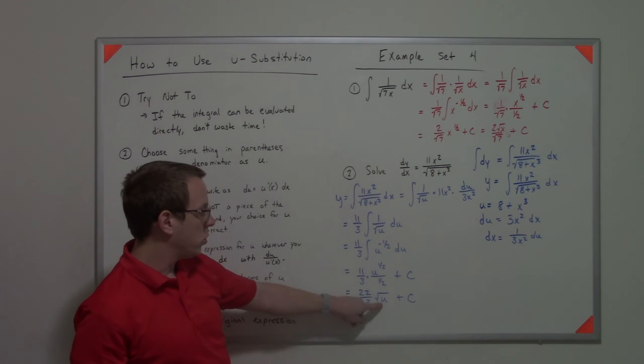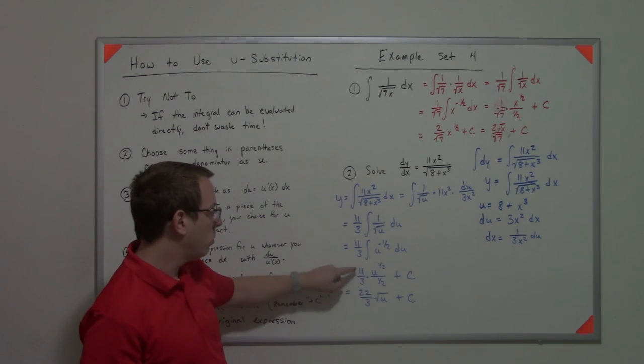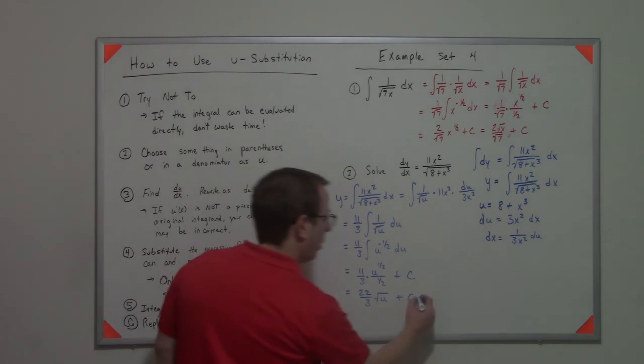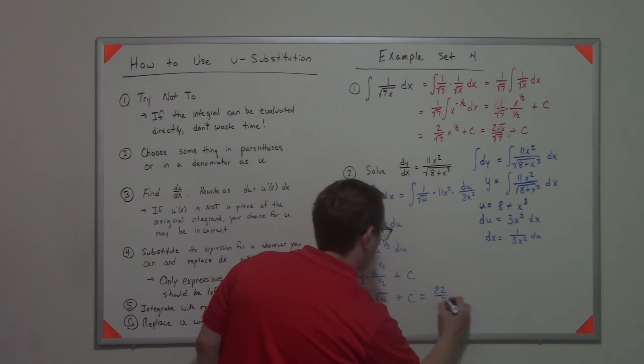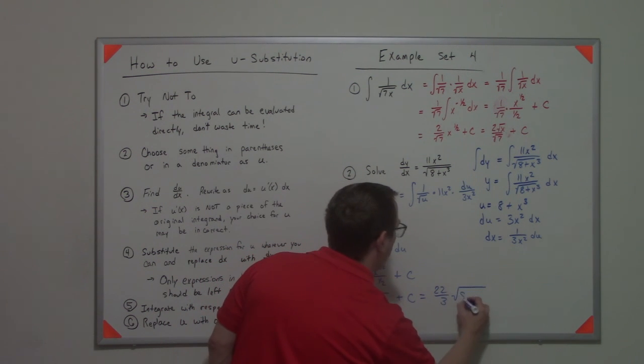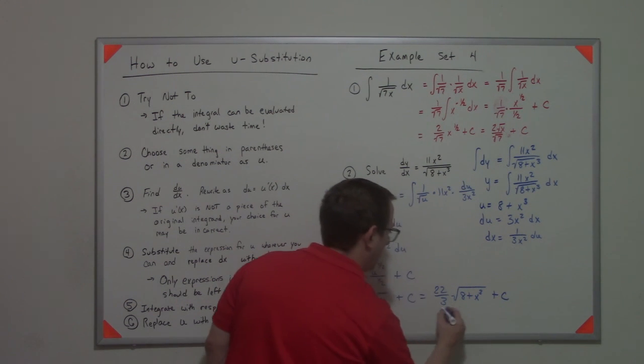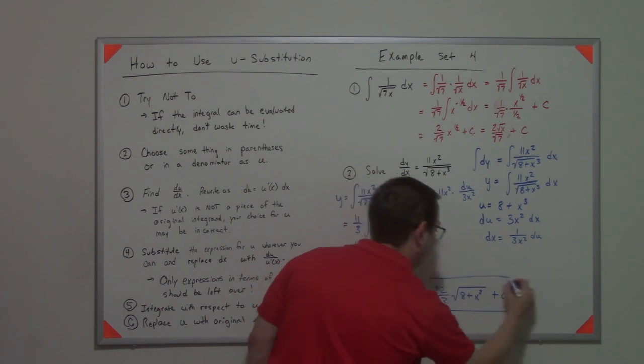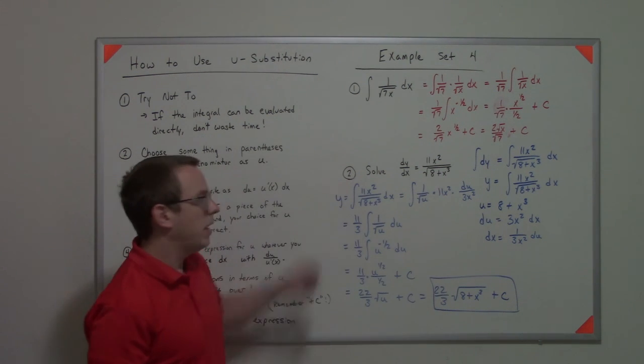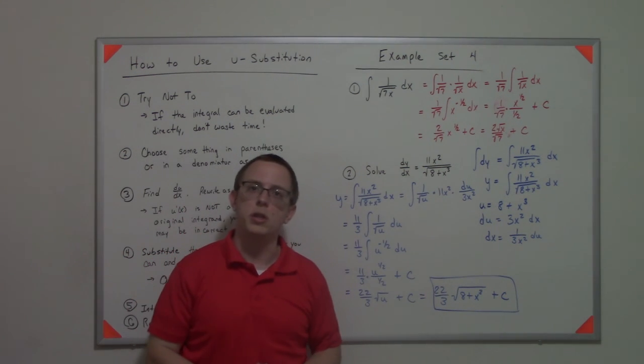U to the 1/2 is the square root, multiplied by the reciprocal, so that becomes 22 thirds square root of 8 plus x cubed plus c. And that's the solution, the general solution to that differential equation.